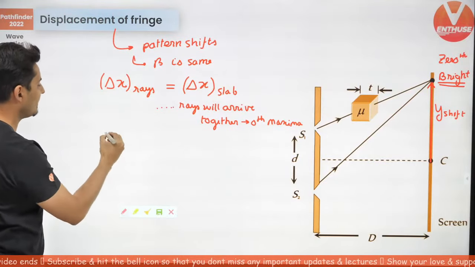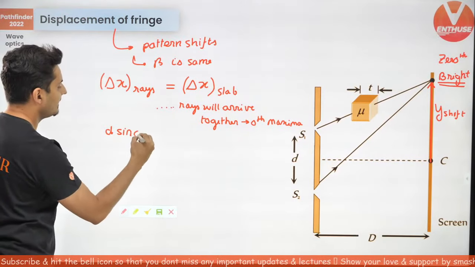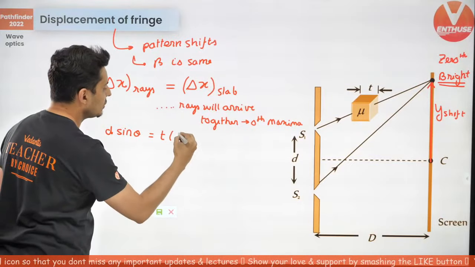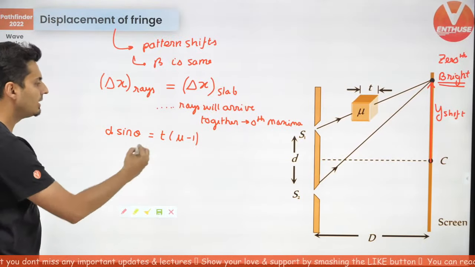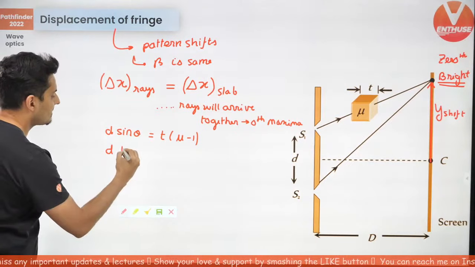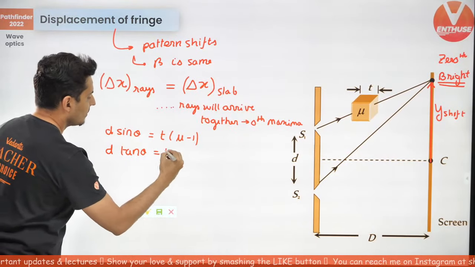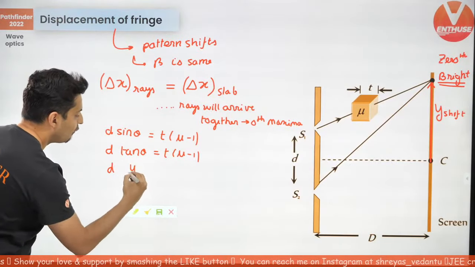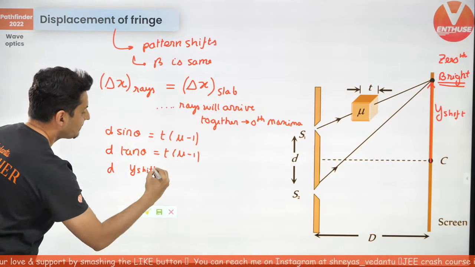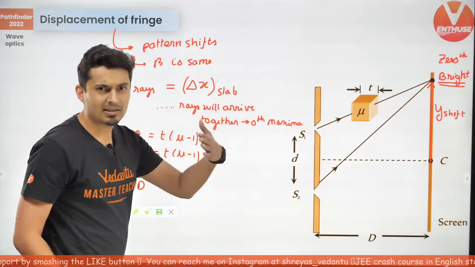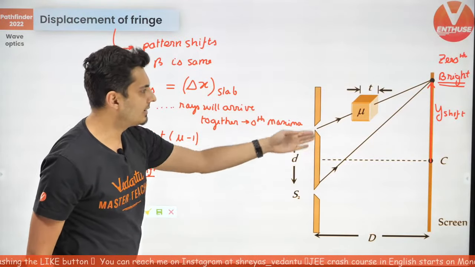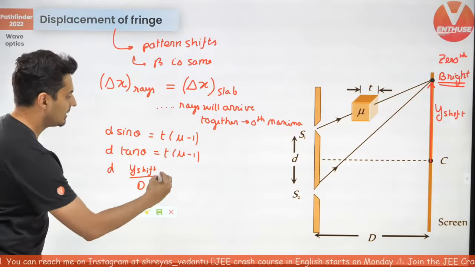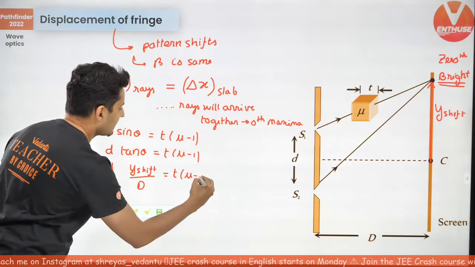So what is the path difference by the rays? It is nothing but d sine theta. The path difference because of a slab, do you remember it? It was t into (mu minus 1), correct? t(mu minus 1). But sine theta is nothing but tan theta. So this is again equal to t(mu minus 1). So tan theta is nothing but y divided by D. Sine and tan are similar because the angle is small, and tan theta will be opposite by adjacent, which is y by D. So this will be d into y by D equals t(mu minus 1).